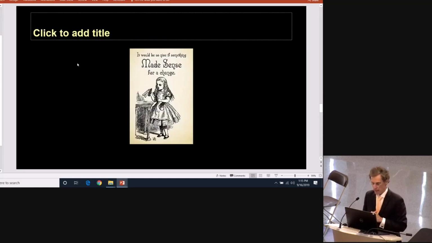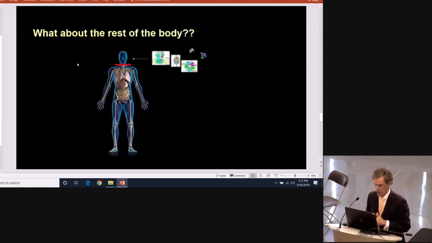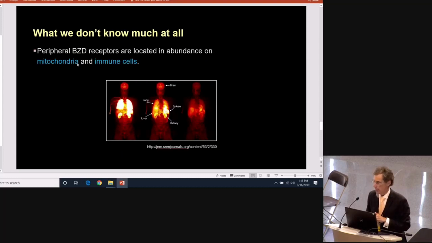And I came to agree with Alice. It would be nice if something made sense for a change. So I said it's time to change the way I look at this. Instead of starting with, these drugs relieve anxiety, how do they work? I said, let me step back. Let's imagine a patient that I'm giving a benzodiazepine to and ask what happens to them. So clearly the benzodiazepines go up into the brain and they relieve anxiety.